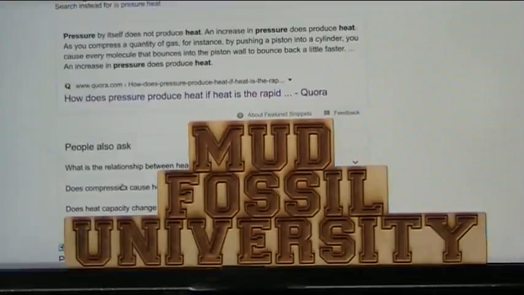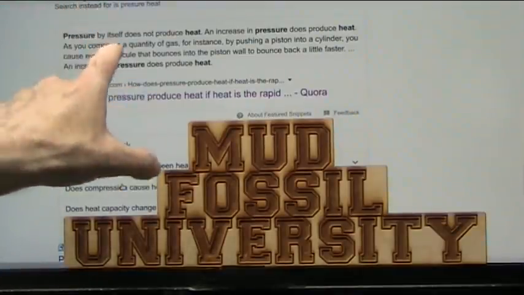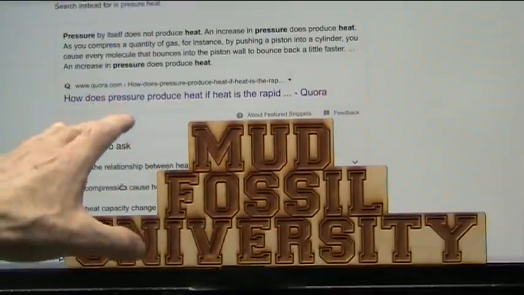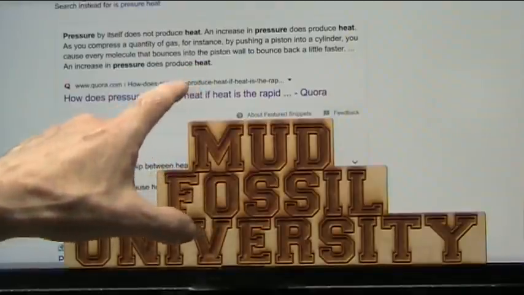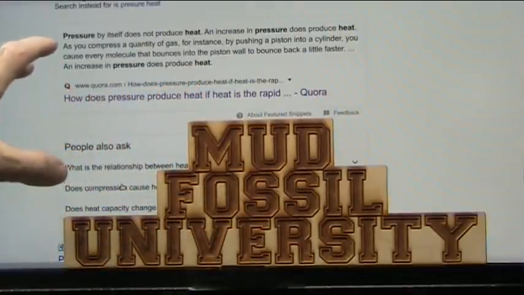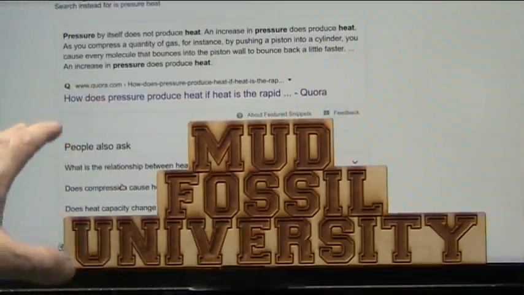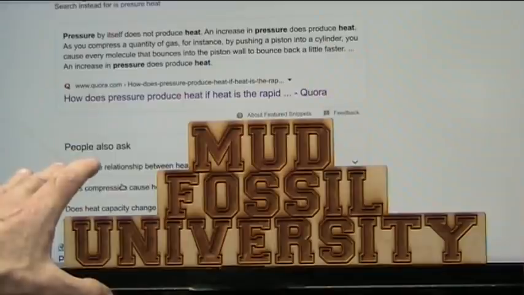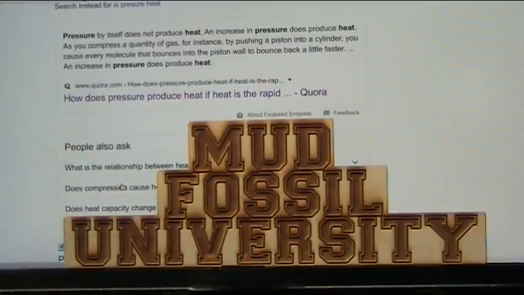Now, pressure is heat, really, but pressure itself is not the heat. It's a little tricky. It's an increase in pressure that produces heat. And again, they still don't understand this fully, but they understand that an increase in pressure produces heat. Why? That's the key.